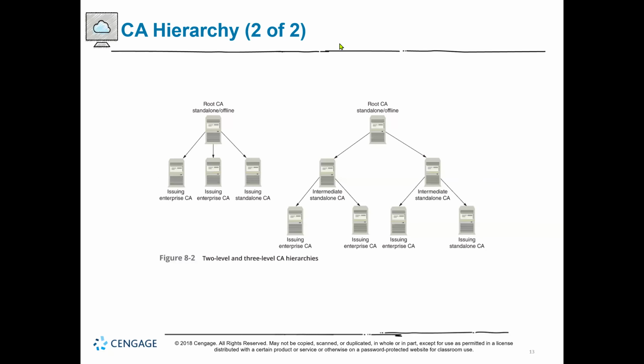Here's an example of this. So you see your one with the regular one here, you have your root CA, standalone, offline, and then you see your issuing down here. And then on this one, you see your root CA, and then you have your intermediates, and then you have your other ones branched down on the bottom there.